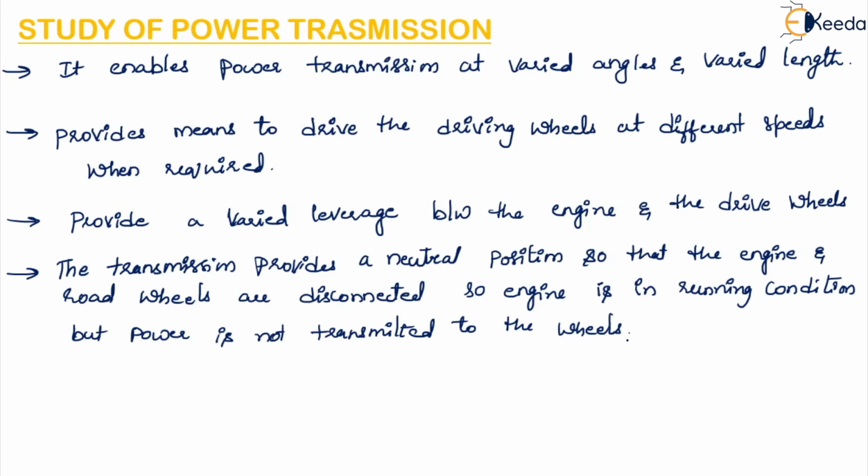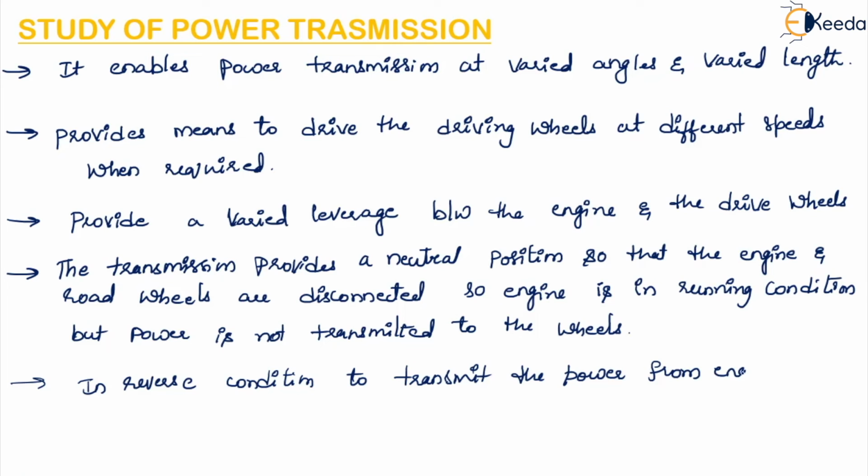So in the reversing condition, this transmission system transmits power from the engine to the wheels. The need for the transmission system is to transmit the power from the engine to the wheels.